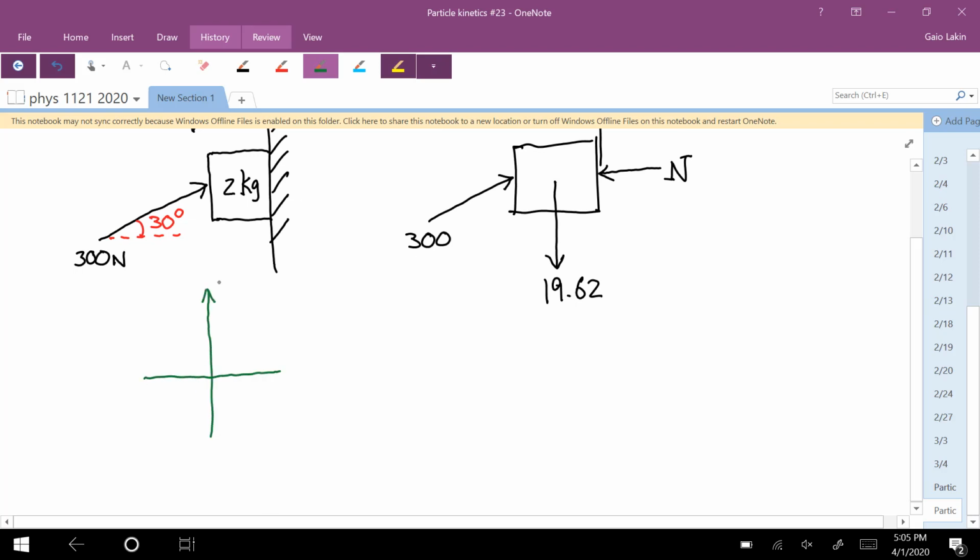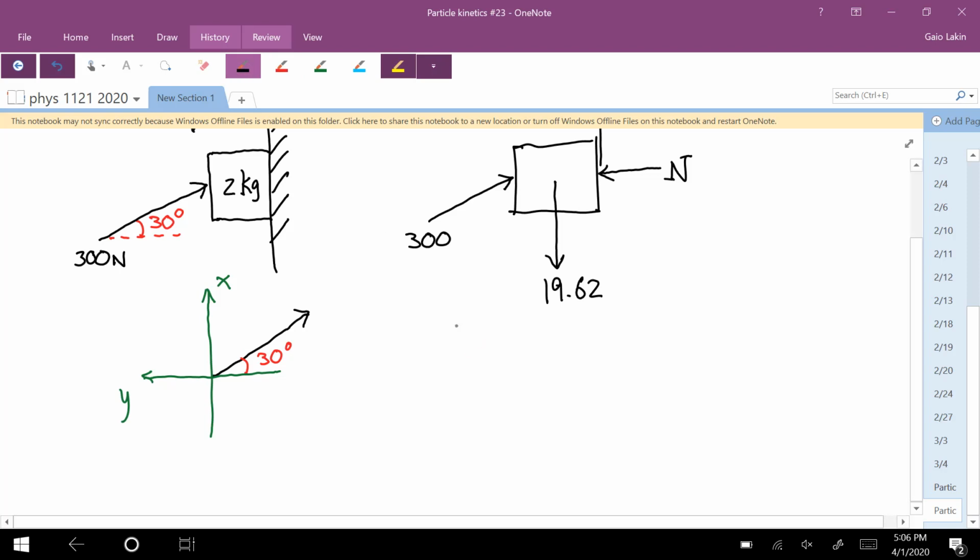Okay, so our coordinate system has x like that and y like that. And the 300 newton force acts this way, where this angle is 30. Now to figure out the angle theta, we go counterclockwise from the x-axis. So we go 90, 180, 270, plus another 30 is 300. So you could represent that as 300 times cosine and sine of 300 degrees, or you could go negative 60, which gives you the same numbers.